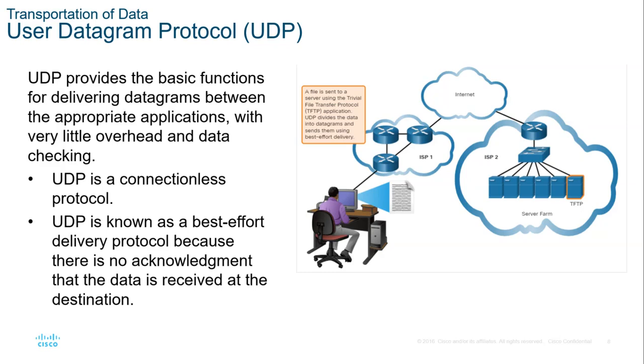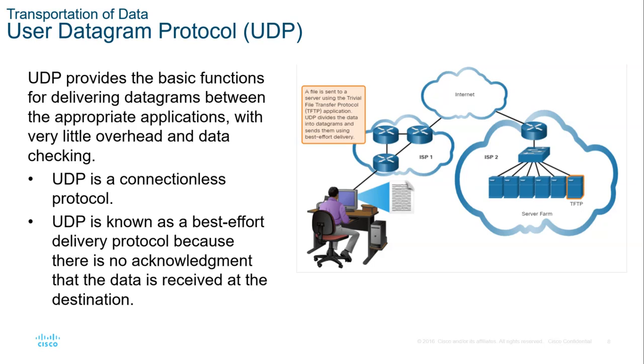Then we have the overview of the User Datagram Protocol. It provides basic functions for delivering datagrams between the appropriate applications, with very little overhead and data checking. Most of what is done in TCP is not done under UDP. UDP is a connectionless protocol. It just sends. If there is a need to send, it sends. It is not going to establish the connection.